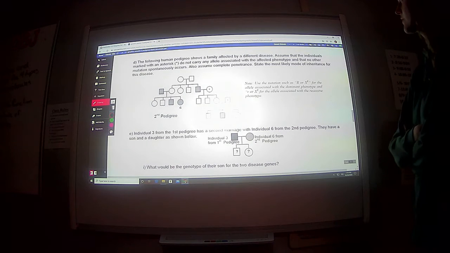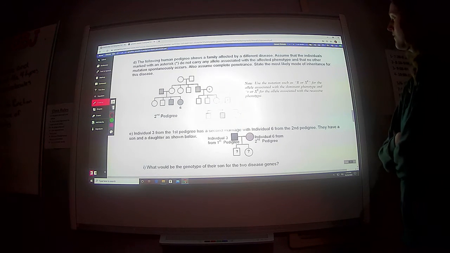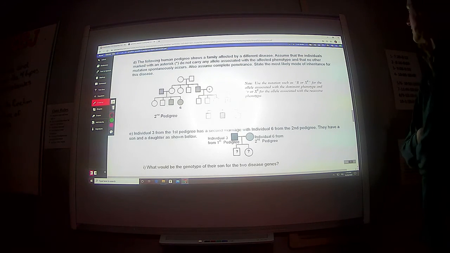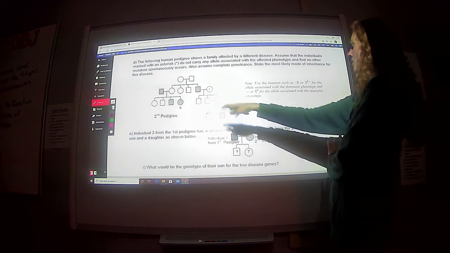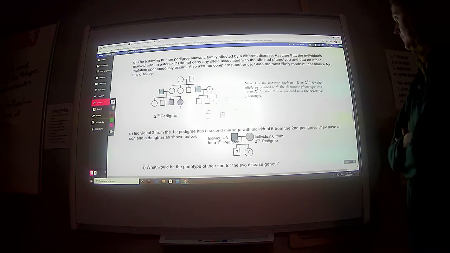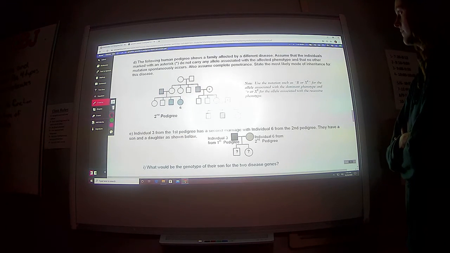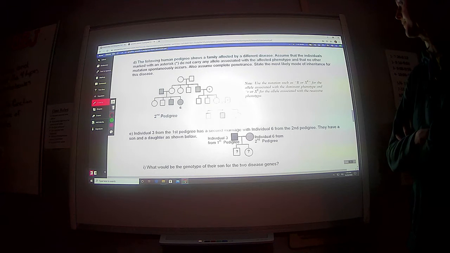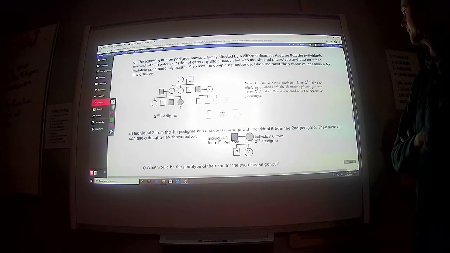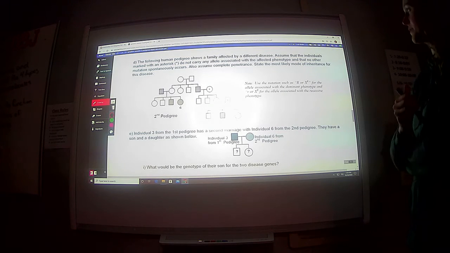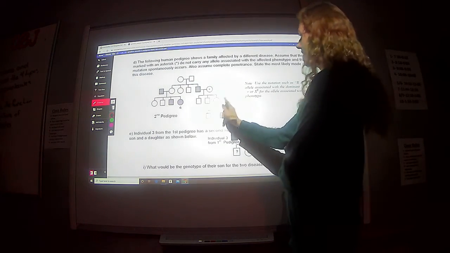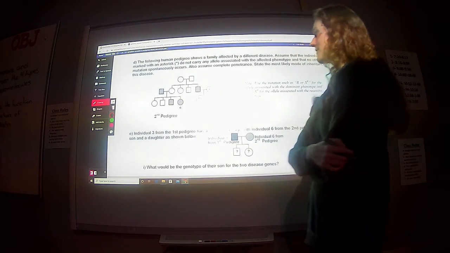The following human pedigree shows a family affected by a different disease. Assume the individual marked with an asterisk does not carry any allele associated with the affected phenotype. So that is telling you that these people are going to be homozygous for it. You got a male and a female affected with it. Mostly males, but you do have that female in there as well. And you also have parents that do not have it, and yet you have a child that does have it.